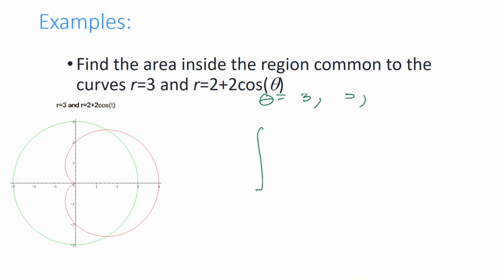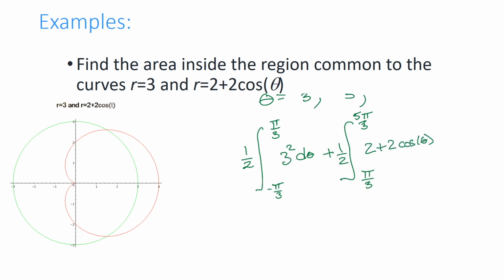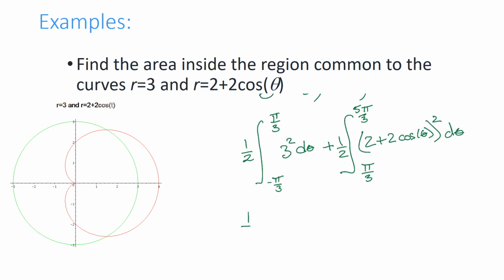We have the integral from negative pi over 3 to positive pi over 3, don't forget the 1/2, times r squared. In this case, the circle is r equals 3, so it's just 3 squared. Next, we have the integral from pi over 3 to 5 pi over 3 of 1/2 again, r squared. In this case, you have the cardioid. So this is going to be 1/2 times 9 theta. This is the easy part.